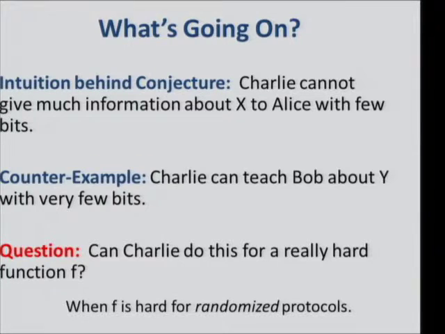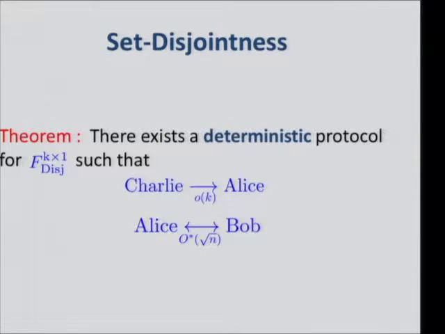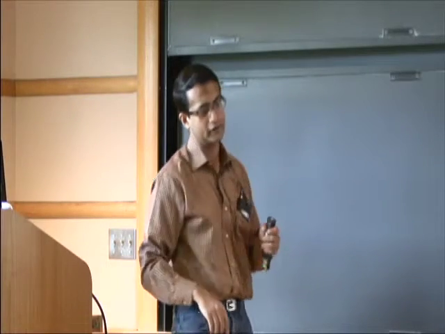And now we come back to set disjointness. Turns out that, in fact, Charlie can do somewhat. So there exists a deterministic protocol for this asymmetric version of disjointness, where Charlie, as you will see, gives far fewer bits of advice than he's allowed to, certainly little o of k. And then Alice and Bob can communicate with each other and solve the problem in square root of n bits. It's again missing log factors. So Charlie can certainly squish the complexity of a function like disjointness from n to square root of n.